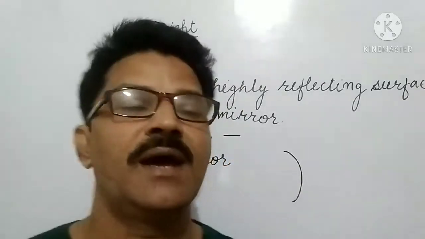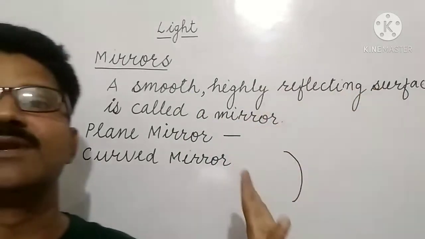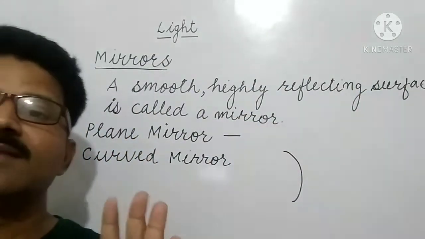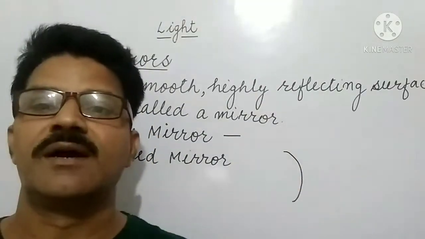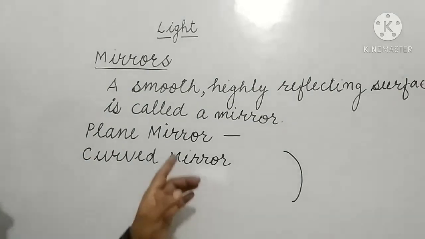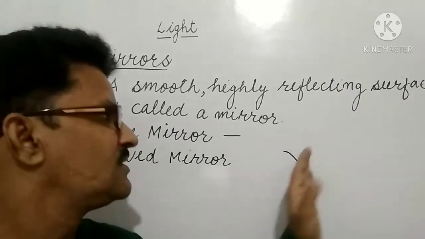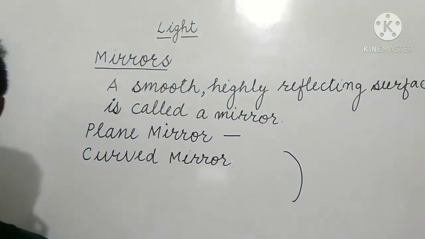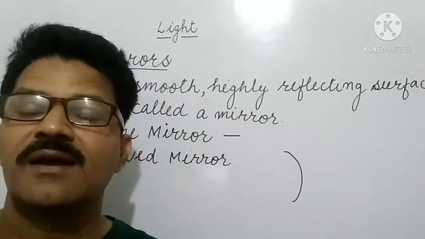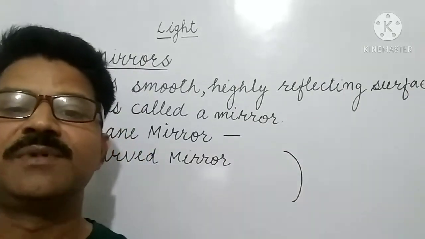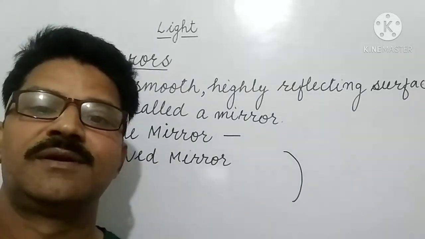What is the mirror? A highly polished, smooth or highly reflecting surface is known as the mirror. There are two types of mirror. One is the plane mirror, the second is the curved mirror. A highly polished plane surface is called the plane mirror. In a curved mirror, the reflecting surface is curved, and curved mirrors are called spherical mirrors or parabolic mirrors depending upon their curvature.